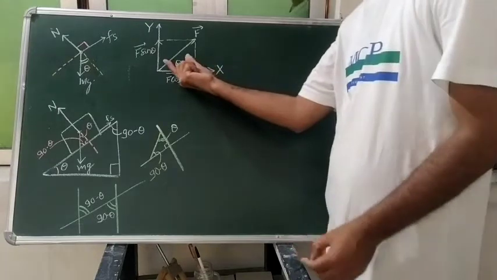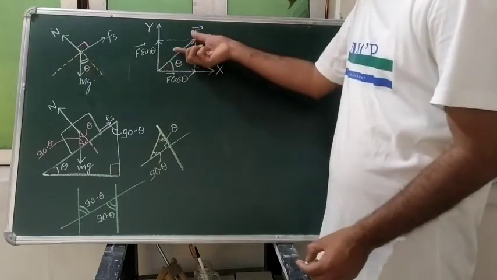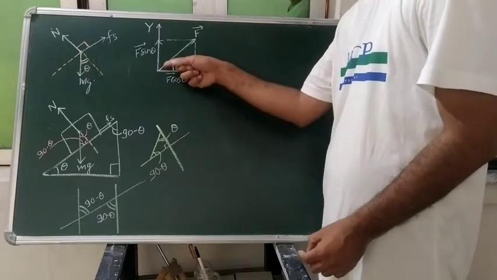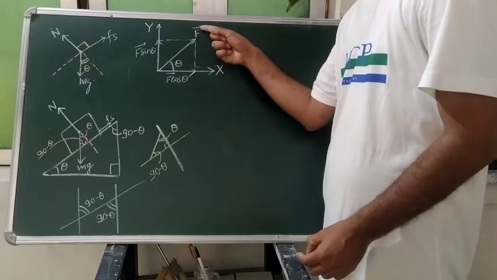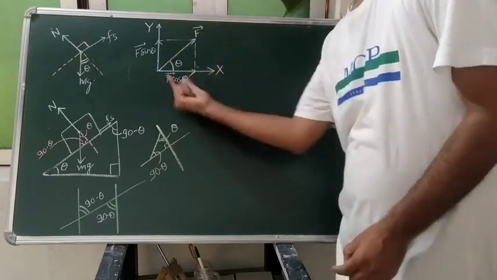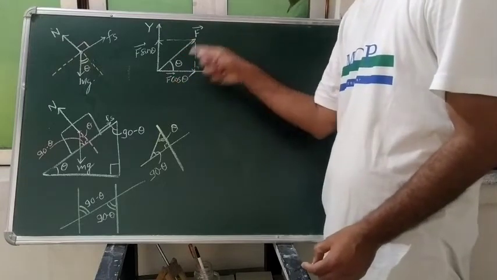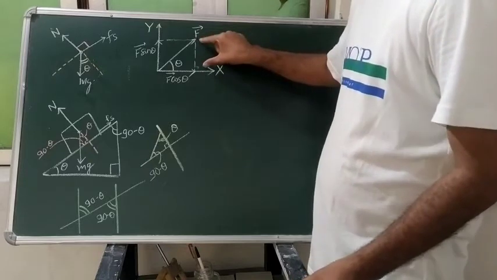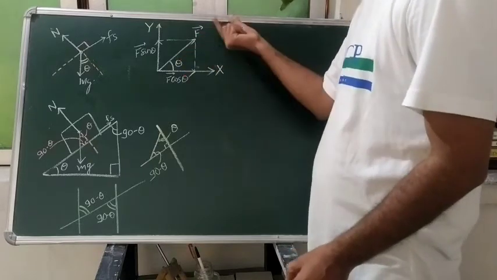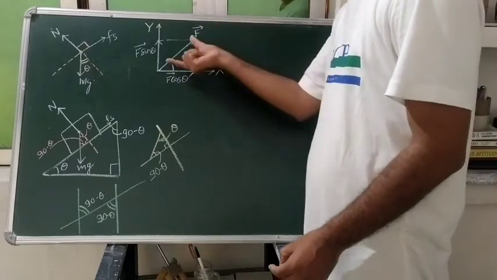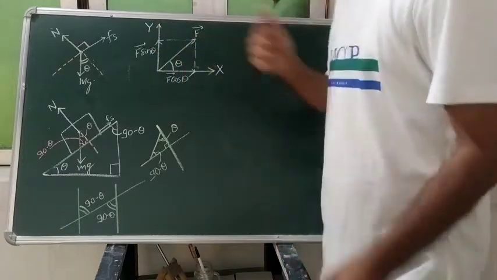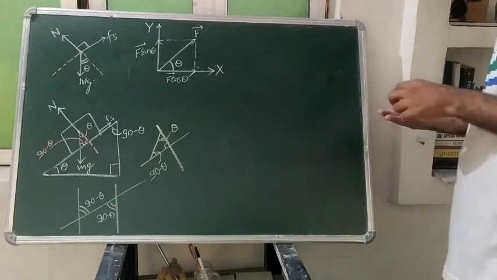You apply cos theta. What will cos theta be? Cos theta will be base upon hypotenuse, and we want that base. So the hypotenuse is F, and F into cos theta will give us the base. And we want the perpendicular here. We know that sin theta is perpendicular upon hypotenuse, so hypotenuse into sin theta will give us the perpendicular. So this you guys are looking at here.